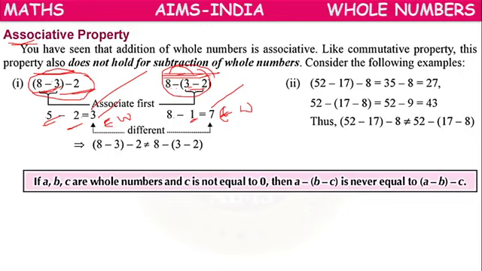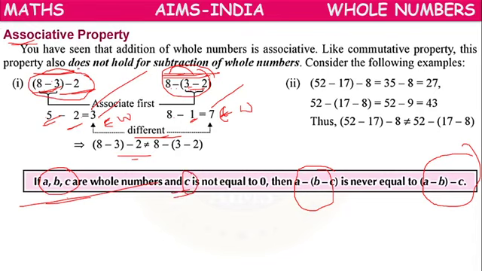So if we change the grouping of the numbers, automatically the result will change. So the result will be different. So (A minus B) minus C is not equal to A minus (B minus C), where A, B, C are whole numbers and C is not equal to 0. Here C should not be equal to 0.